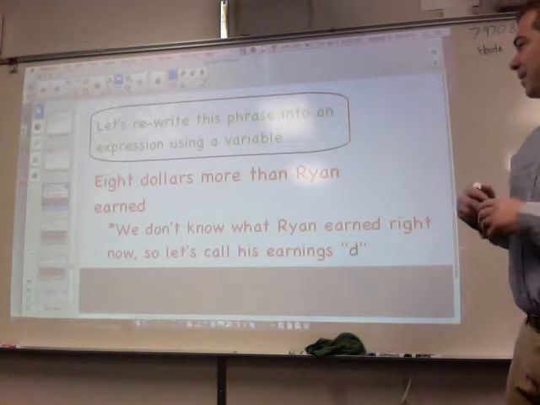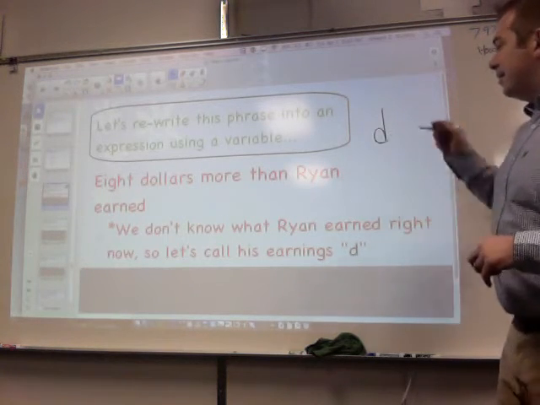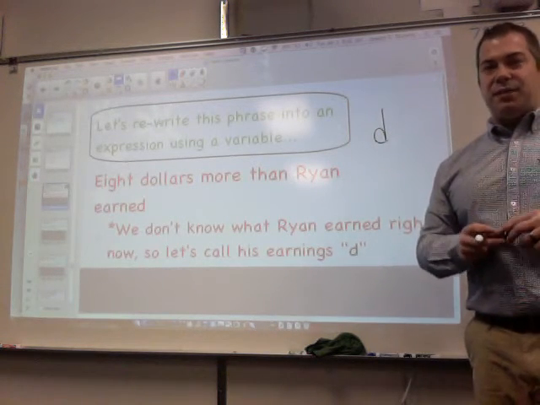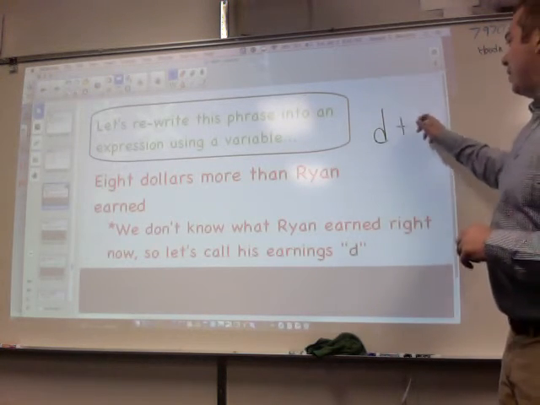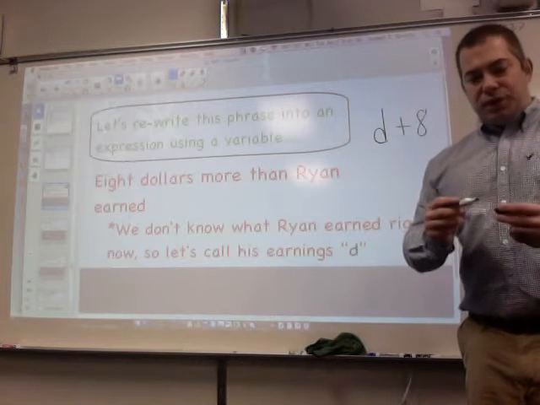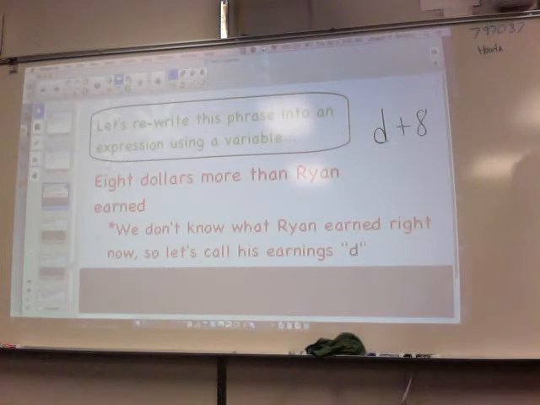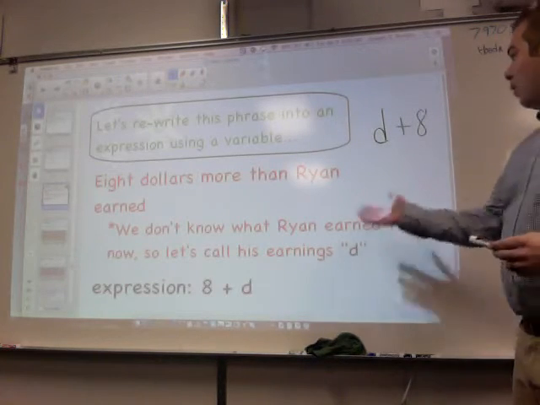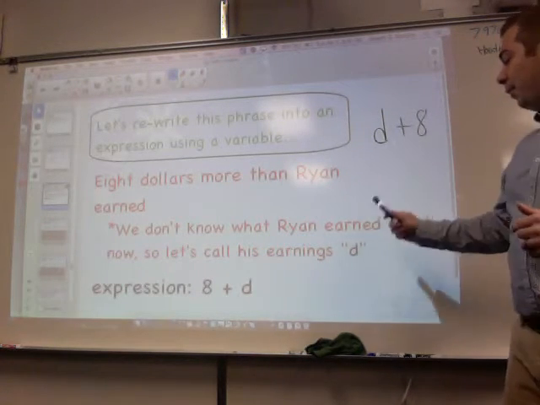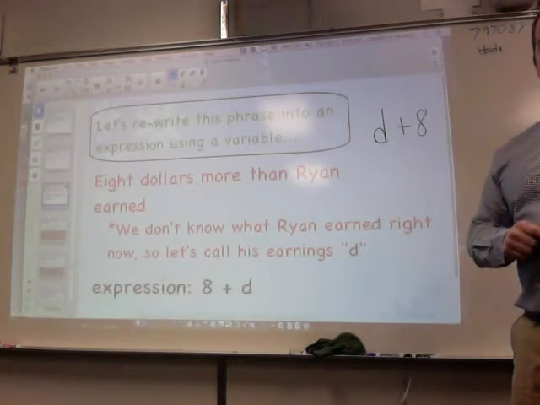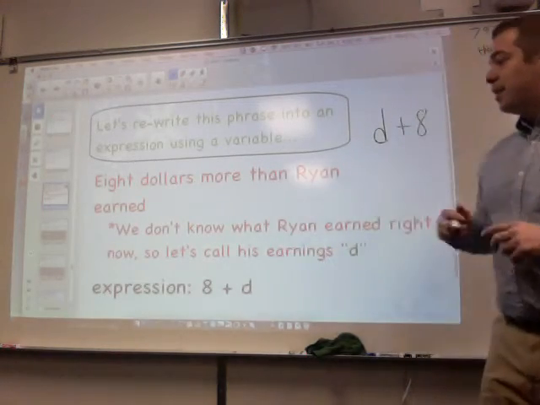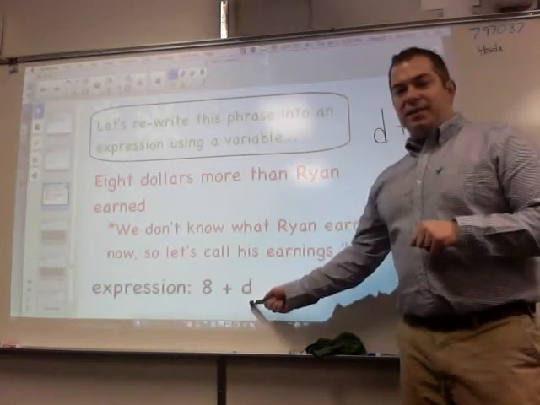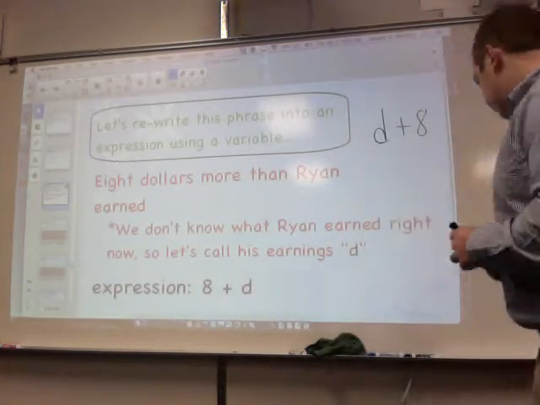$8 more. So I'm going to have to take my D, and whatever D is, $8 more. Is that adding or multiplying? That's adding. $8 more. So let me check and see if I'm right. Let's see. If I pull this screen down below, 8 plus D or D plus 8, it doesn't matter. They're both the same. Okay? So here is my phrase, $8 more than Ryan earned. 8 plus D is my algebraic expression. Moving on.